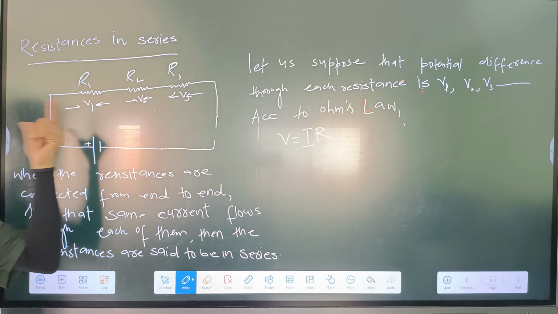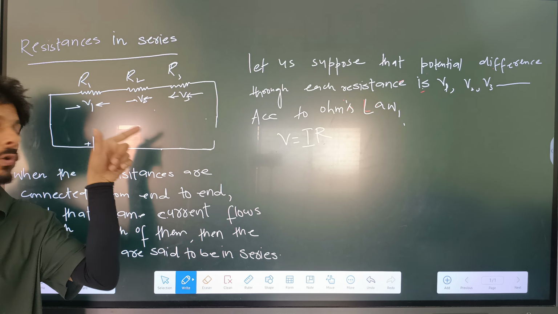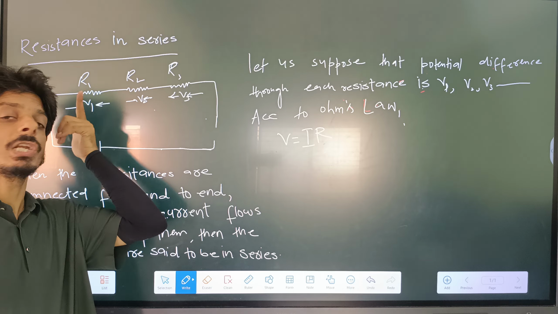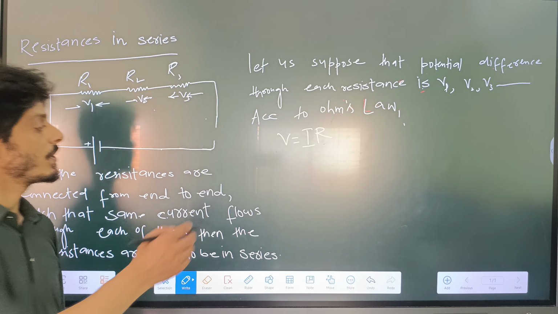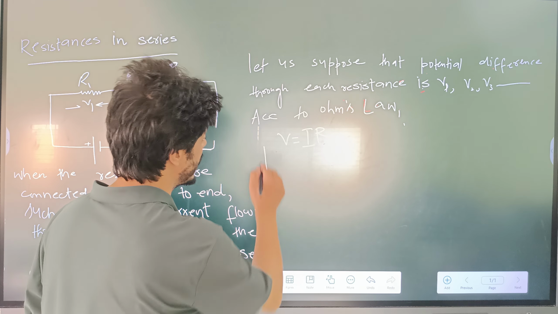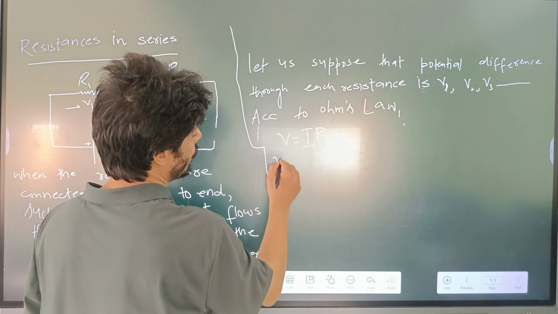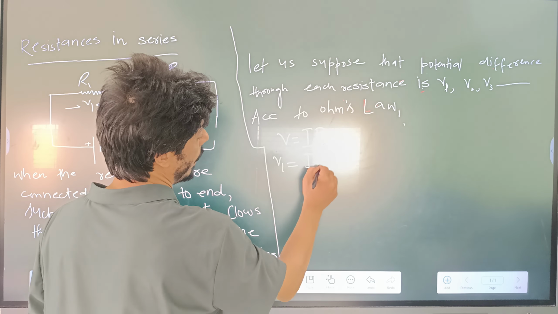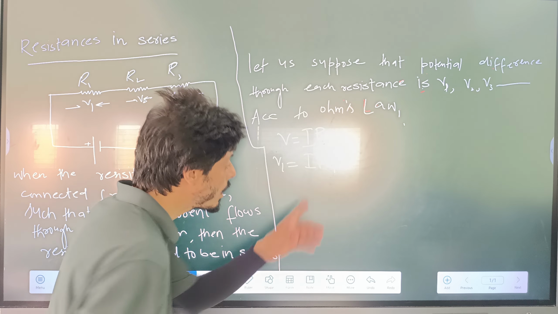Now, for the resistance R1, the potential across the resistance R1 is V1. Therefore, I will write here V1 is equal to IR1. Why did I write I?